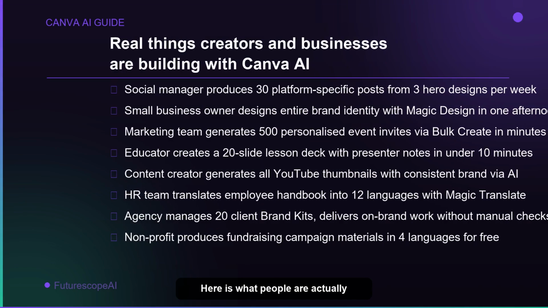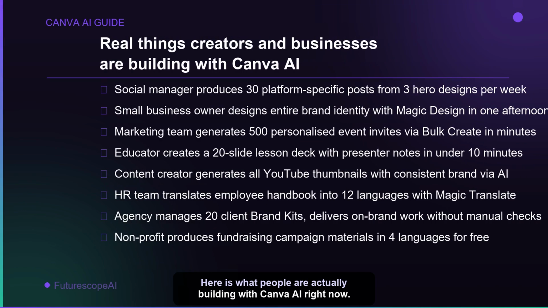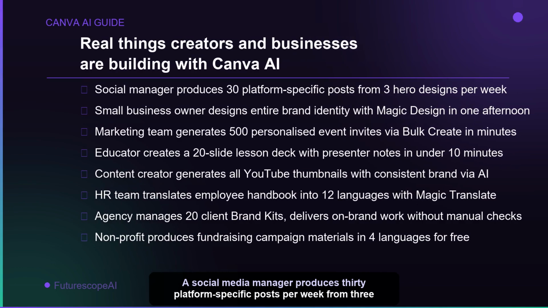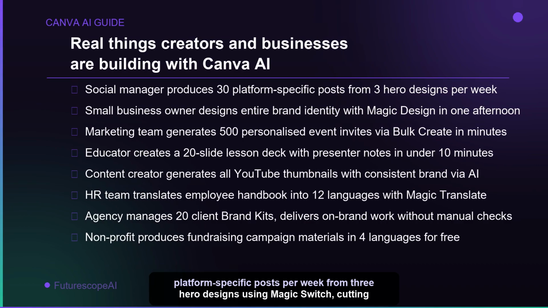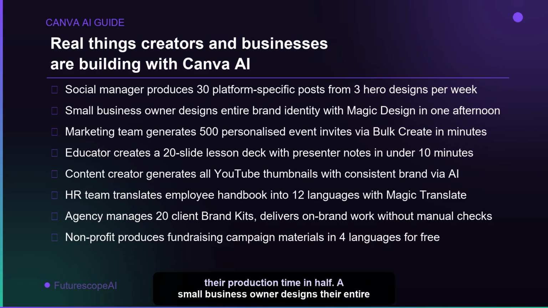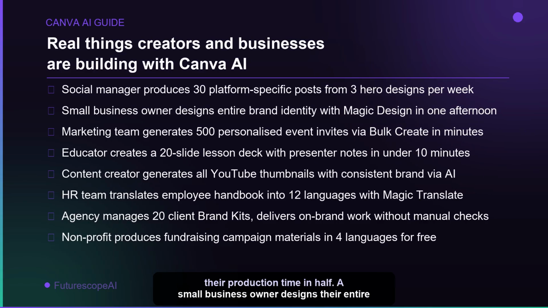Here is what people are actually building with Canva AI right now. A social media manager produces 30 platform-specific posts per week from 3 hero designs using Magic Switch, cutting their production time in half. A small business owner designs their entire brand identity, logo concepts, color palette, social templates, and business card, using Magic Design in a single afternoon.